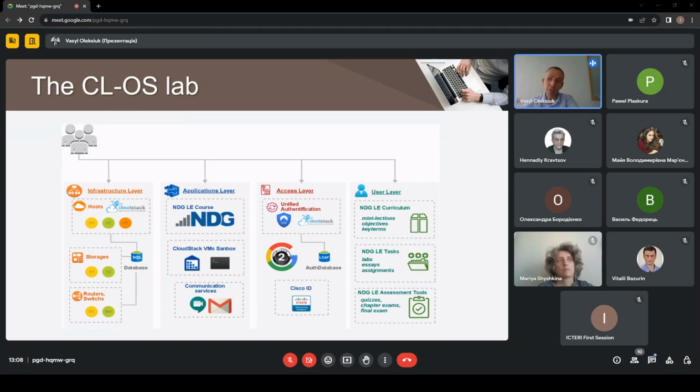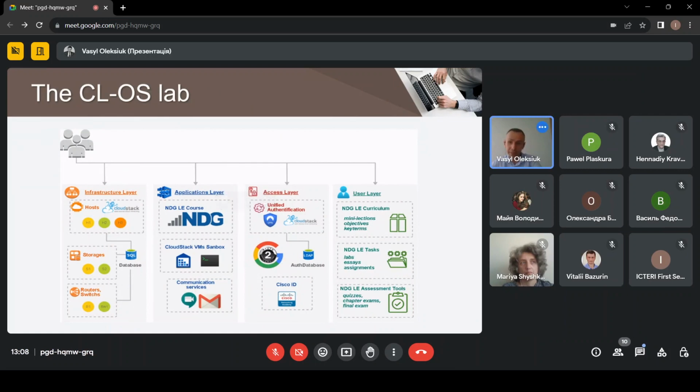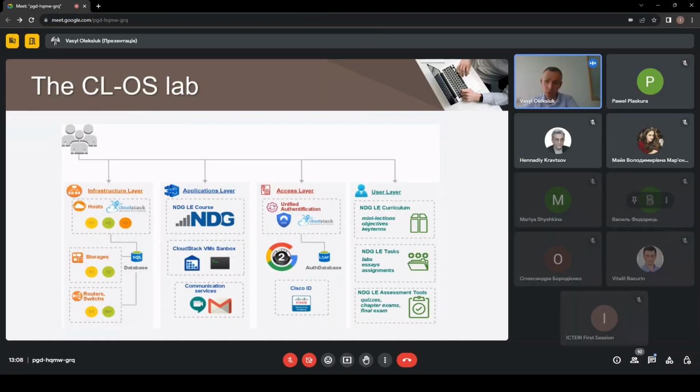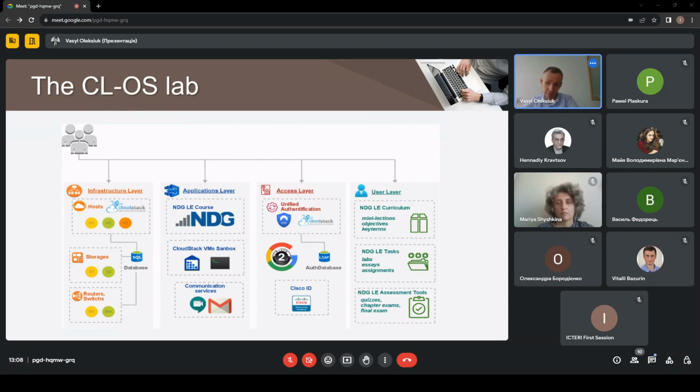365 public cloud platform. Our cloud laboratory offers students and teachers ubiquitous on-demand access to a shared pool of configured computing resources. We propose the structure of the cloud laboratory. This laboratory consists of 4 layers: infrastructure, application, access, and user layer.